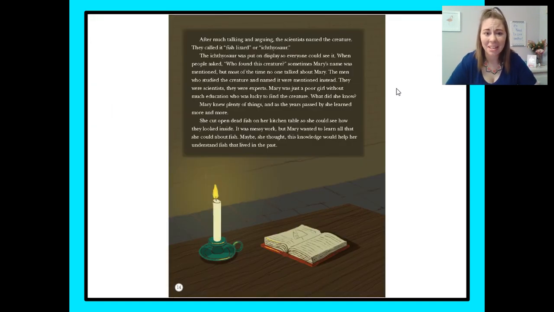Let's think. So it says the ichthyosaur was put on display for everyone to see. When people asked who found this creature, sometimes Mary's name was mentioned, but most of the time no one talked about Mary. Okay, so no one's talking about Mary. The men who studied the creature and named it were mentioned instead. Okay, so that's more about how Mary's not being mentioned. They were scientists. They were experts. Mary was just a poor girl without much education who was lucky to find the creature. What did she know? It says. So, what do you guys think? What is it mainly talking about?